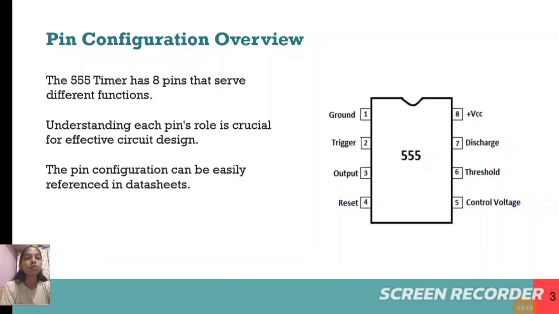Pin configuration overview. The 555 timer has 8 pins that serve different functions. Understanding each pin's role is crucial for effective circuit design. The pin configuration can be easily referred to in datasheets.